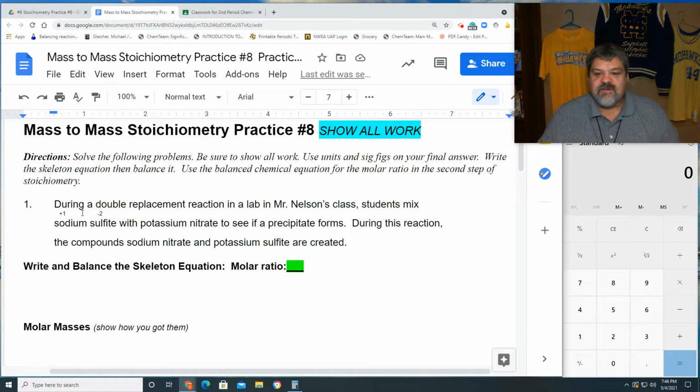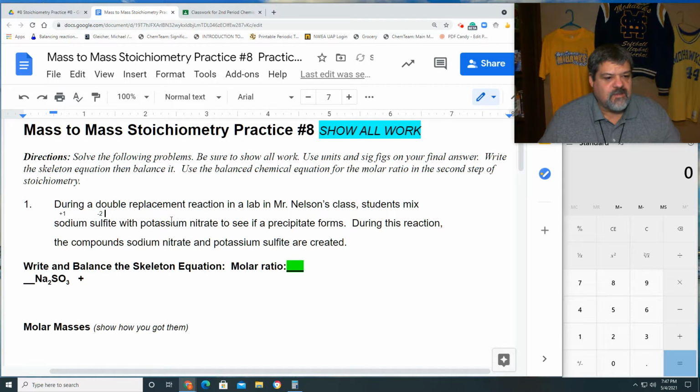So they do not cancel each other out. So what do we do? We crisscross. And so we have 2 sodiums and 1 sulfite. So we're going to have Na with a subscript of 2, and then sulfite, SO, but it's 3. Okay, so we're going to go subscript 3. So that's going to be our sodium sulfite. We saw that. We're going to add to that.